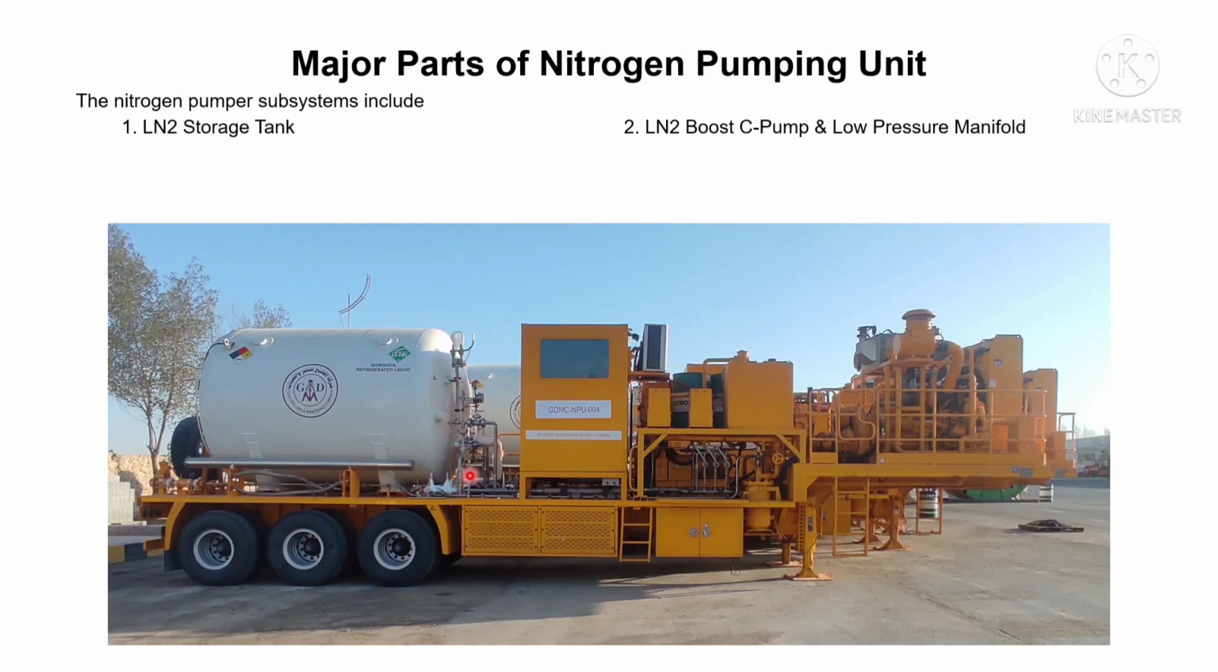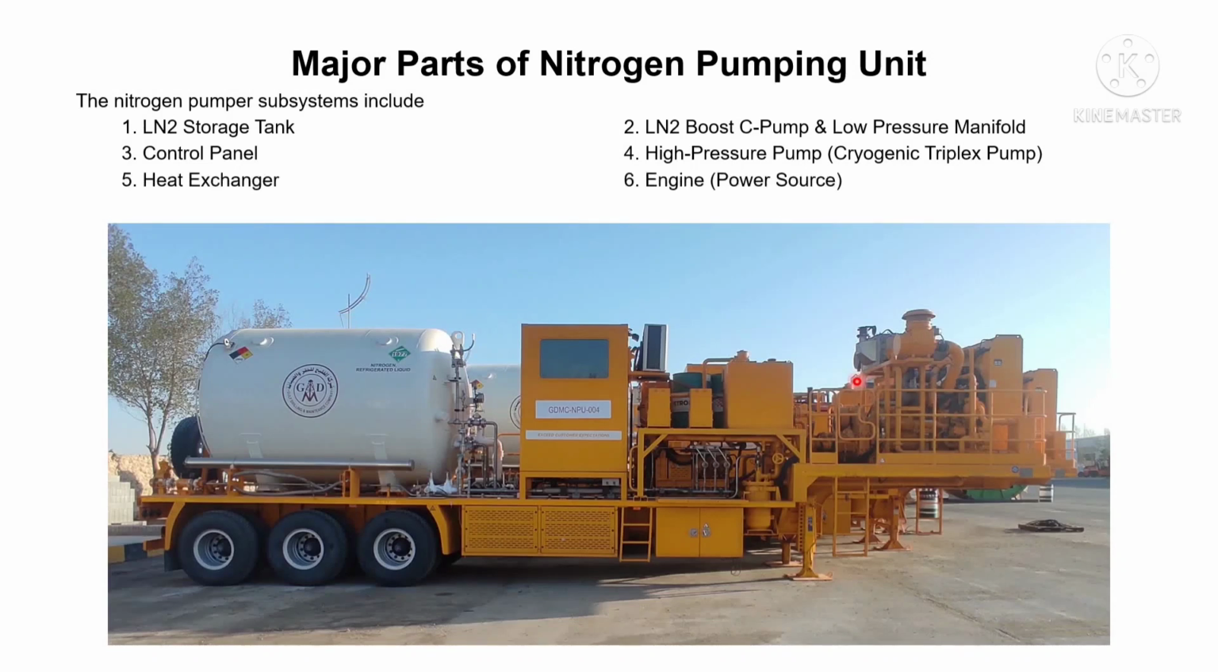We will discuss it in some detail in our next slide. Then comes the control panel, which is shown over here. Then number 4 is high pressure pump, also known as cryogenic triplex pump, which is shown over here. Then heat exchanger, which is installed here in this particular unit, and number 6 is engine or power source. So the 6 major components include, starting from this side, LN2 storage tank, LN2 boost pump and low pressure manifold, control panel, high pressure pump or cryogenic triplex pump, heat exchanger and the engine, also known as power source. Now let's discuss some detail about each of these components.